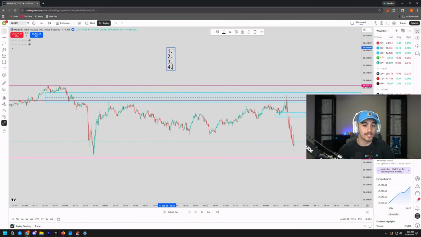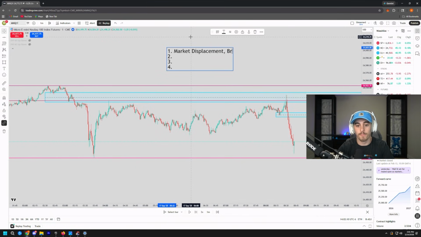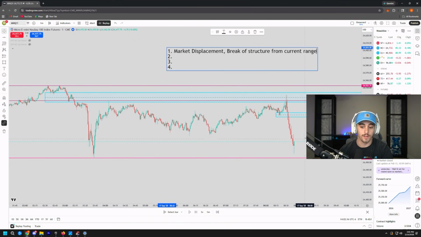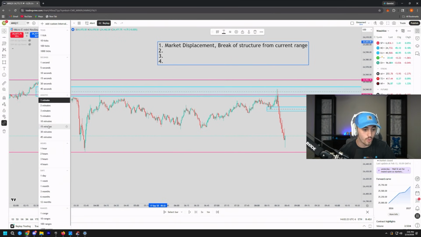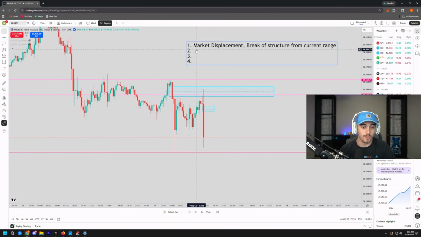So the first step is basically you want to see the market displace. Market displacement, break of structure from current range. And so that's what we have here. We have this breakdown lower. And on that displacement, step 2, we kind of fast tracked it, is you want to see a gap put in on the 15 or 5-minute time frame.